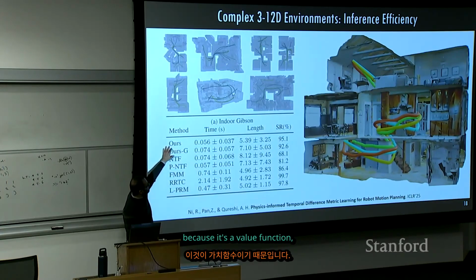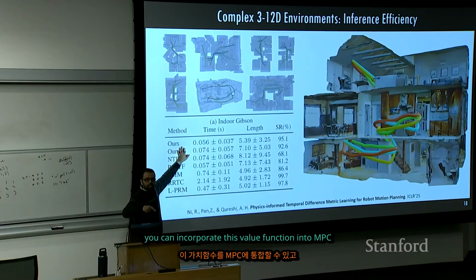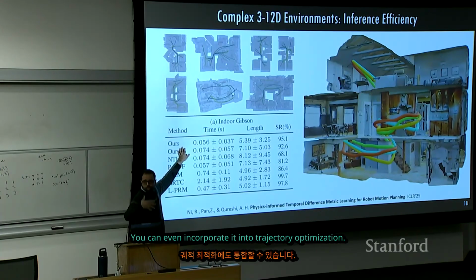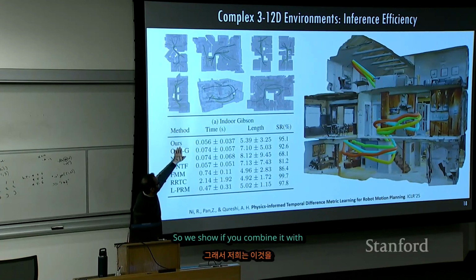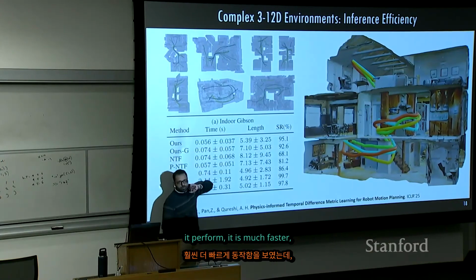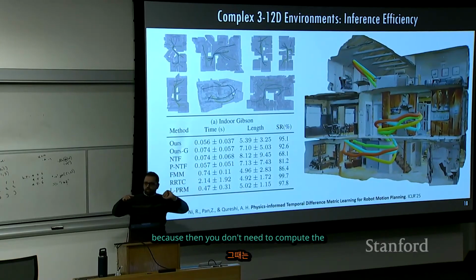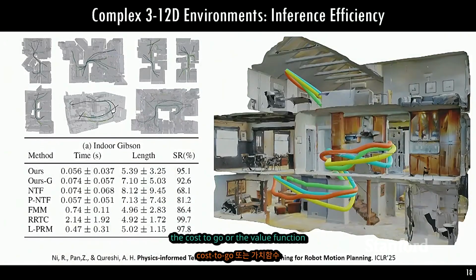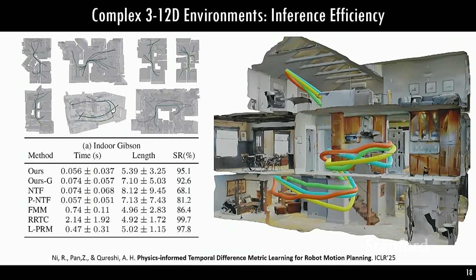There is a difference: because it's a value function, you can incorporate this value function into MPC or MPPI. Any available tool that can use your value function, you can even incorporate it into trajectory optimization. So we show that if you combine it with MPPI, it is much faster, because then you don't need to compute the gradient. You just use the prediction directly, the cost-to-go or the value function output. But you can also use the gradient of this travel time to find the trajectory. The computation time does not increase significantly and the success rate is high.